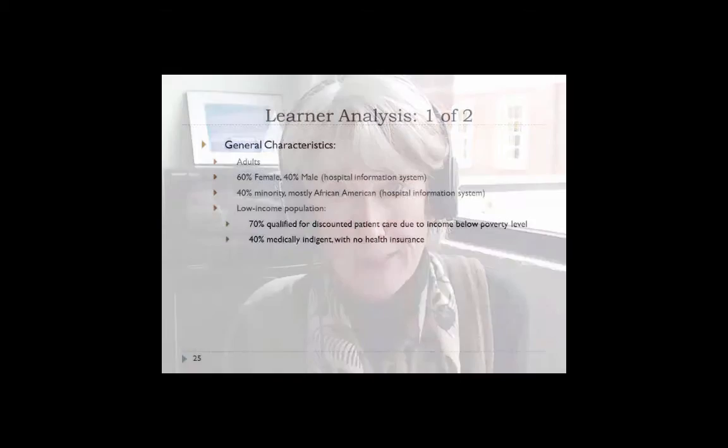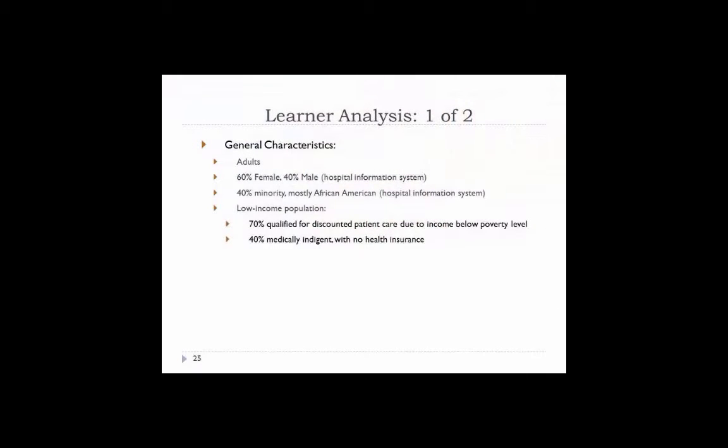You've probably been wondering about the target population we served, so here are the details in our learner analysis. Adults, more female than male, 40% minority, and most of these were African American individuals. And it's a low-income population with 70% qualifying for discounted patient care and 40% medically indigent with no health care insurance.